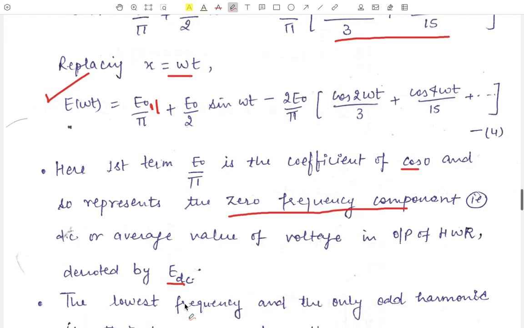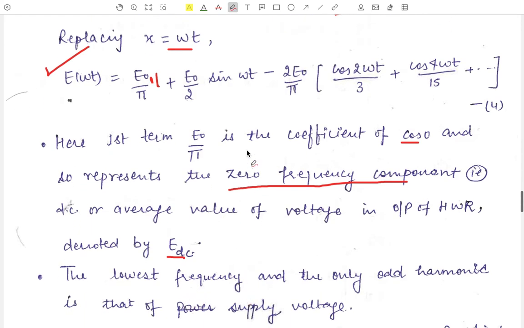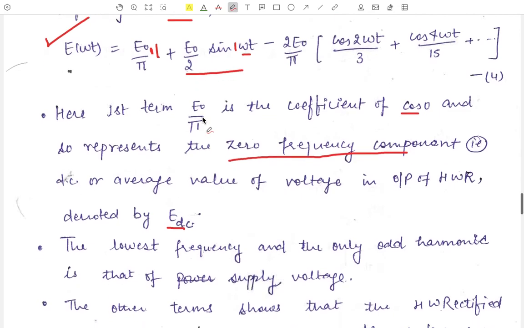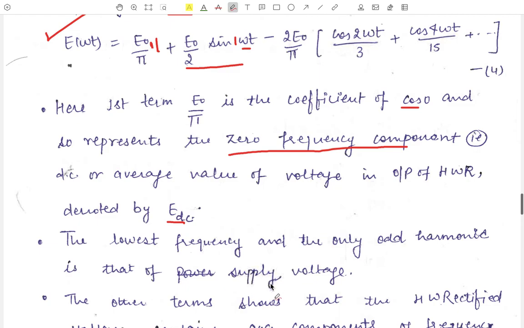Next, the lowest frequency. The lowest frequency is omega t here, that is 1 into omega t. So for the lowest frequency and the only odd harmonic, we have just one term, this term. Therefore, this represents the only odd harmonic and also the lowest frequency, which is that of the supply voltage.